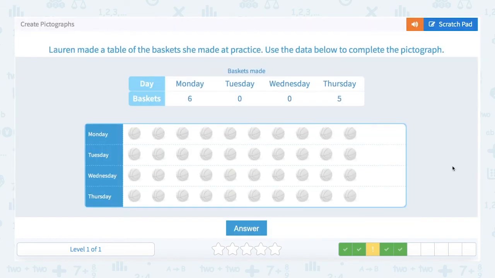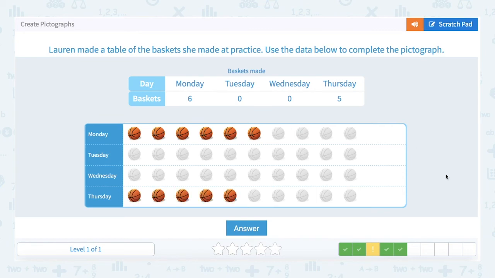And let's do one final pictograph. Lauren made a table of the baskets she made at practice. Use the data below to complete the pictograph. On Monday, she made 6. On Tuesday, she didn't make any. So we're just going to leave Tuesday blank. Wednesday, she also didn't make any. And then Thursday, 1, 2, 3, 4, 5.